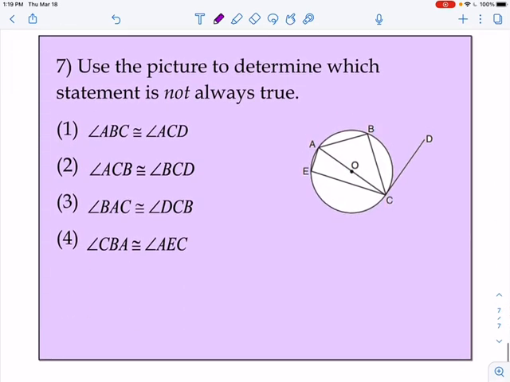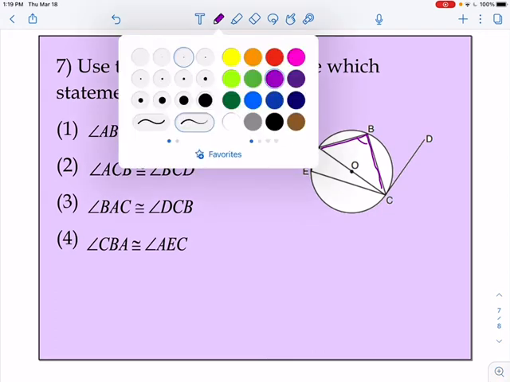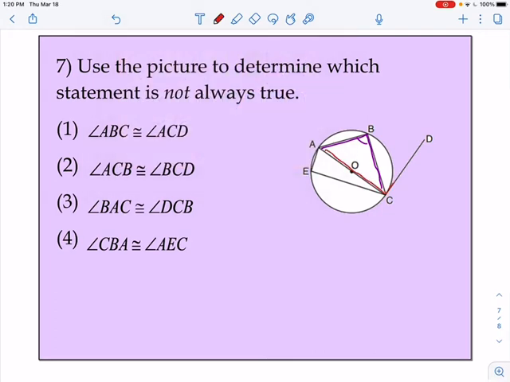Okay, and our last problem, we want to use the picture to determine which statement is not always true. So let's go through them here and see what happens. So the first one is that angle ABC is congruent to ADC. ABC is this angle here, and ACD, let's use a different color, ACD is that angle there.